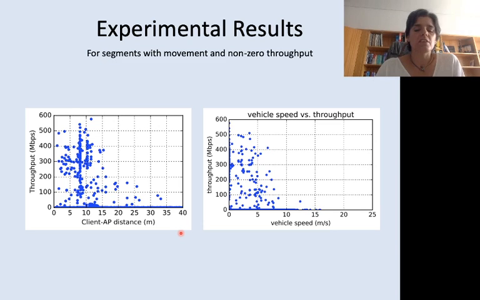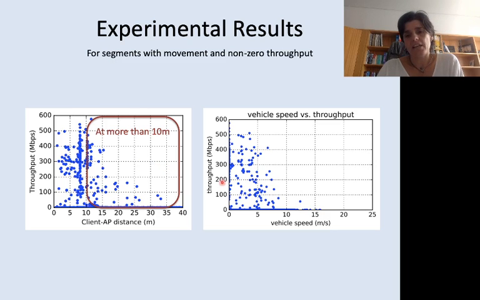These are our initial results after some pre-processing. We chose pieces of the trajectories where the car was moving and the throughput was non-zero. You can see on the left that the throughput can easily reach 500 megabits per second, and it can also do this for distances larger than 10 meters.